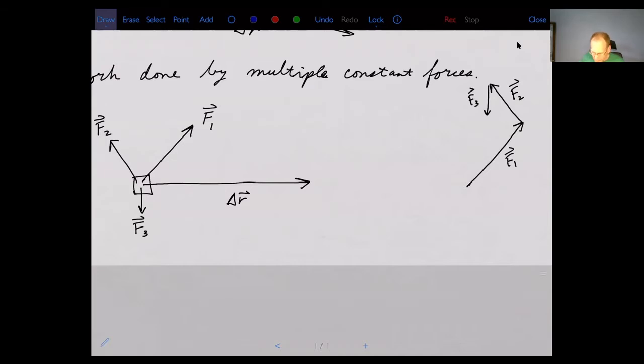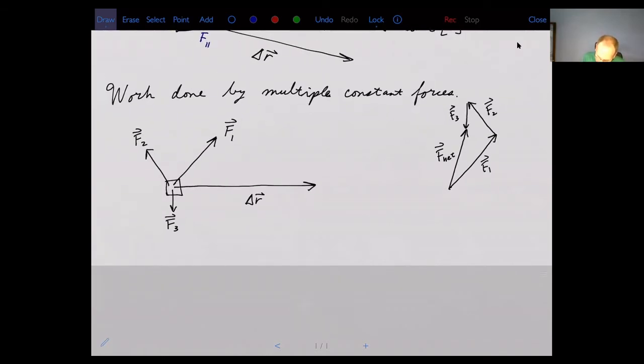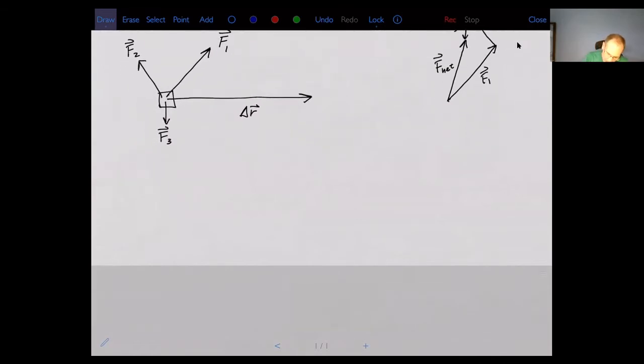Then we know that the net force, the sum of those, is going to be a vector that goes from the tail of F1 to the tip of F3, right? So it's going to be like this. This is F net. So one way of calculating the net work, the work done by the net force, is to calculate the net force, which we just did, and then you can think of the net force acting on the object by itself. Remember, it's undergoing this displacement.